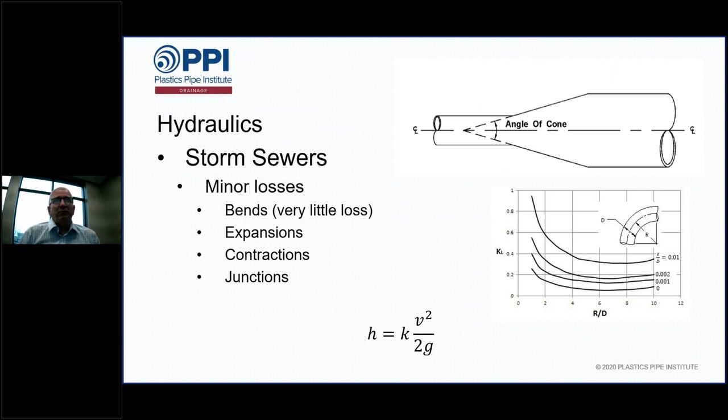The reason I threw this in here is so you can see that for most cases in a storm sewer system, we're talking about radii that are very, very large in comparison to the diameter of the pipe. So we end up on that chart really far to the right-hand side, and our losses become very minor. Bends in general contribute very little loss to the system. Where we get our most loss is actually in junctions. Expansions and contractions are some, but junctions are where we get the most of our losses.